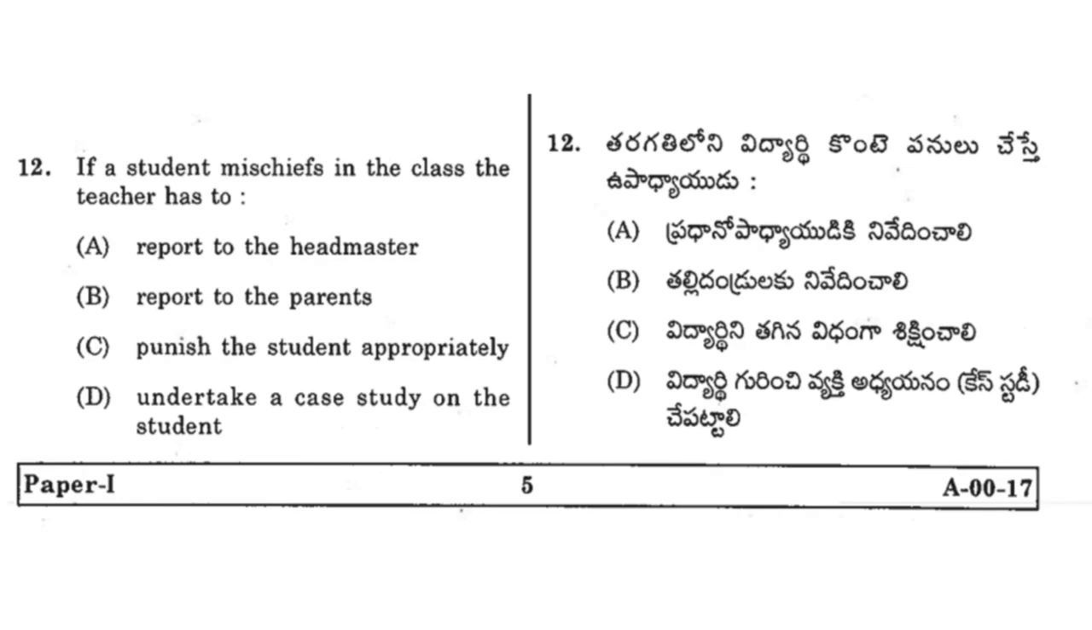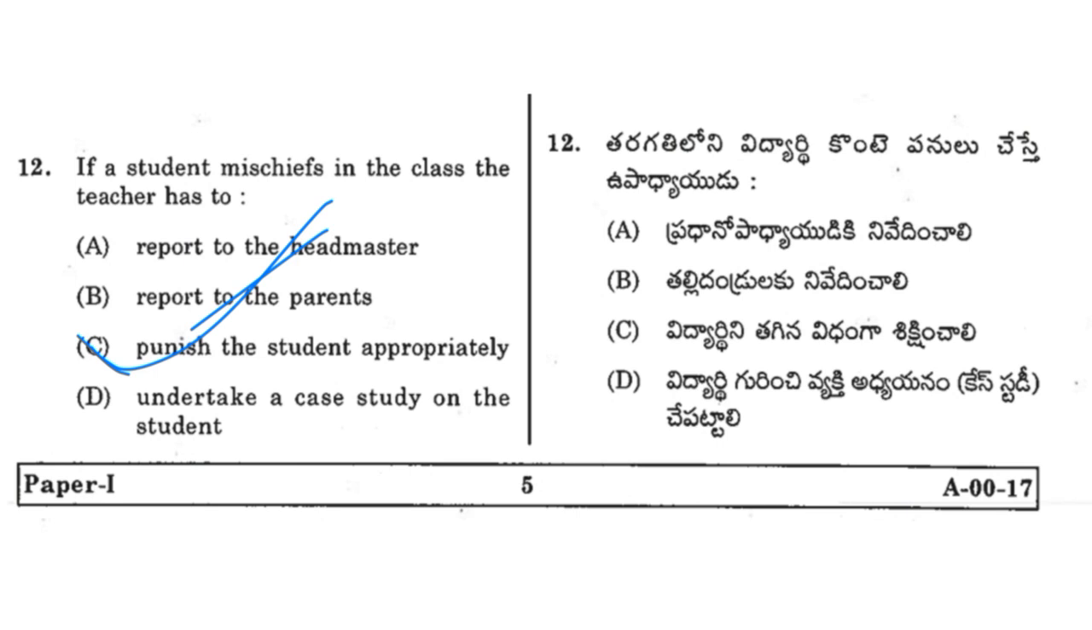Move to the next question. If a student mischiefs in the class, the teacher has to. It means if a student misbehaves, what should the teacher do in the classroom? Options are report to the headmaster, report to the parents, punish the student appropriately, and undertake a case study on the student. Here, option C, punish the student appropriately is right.